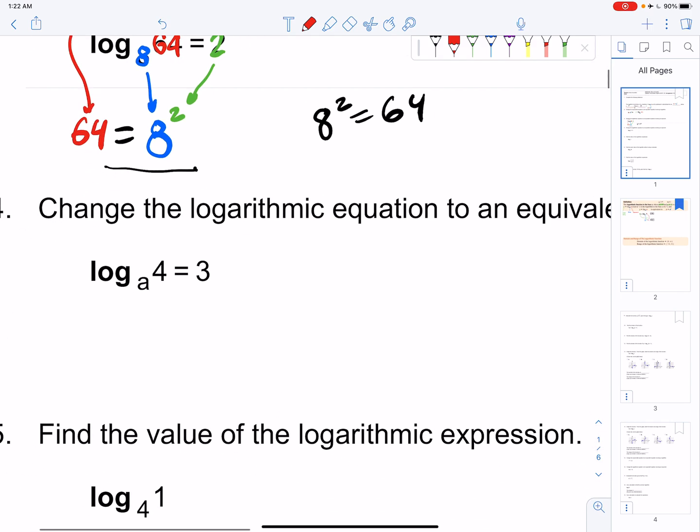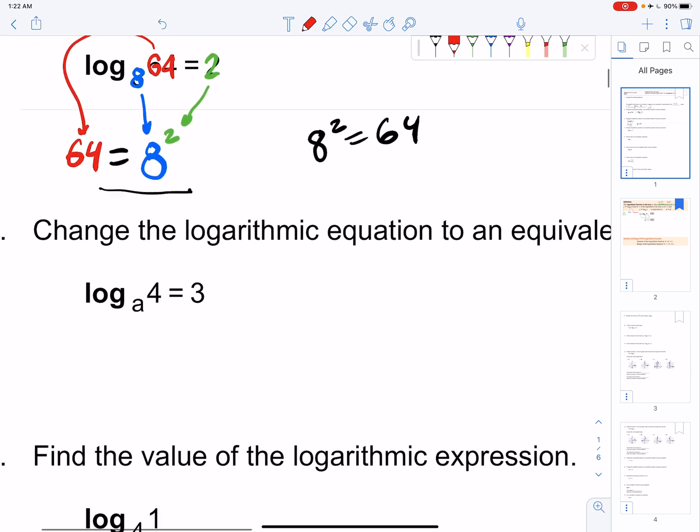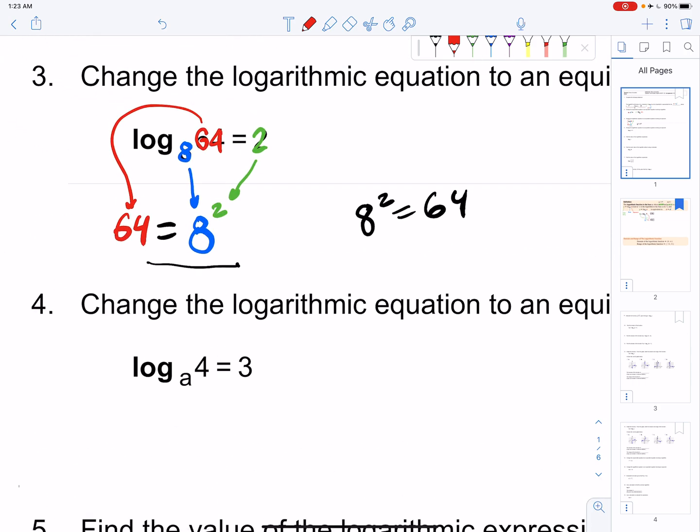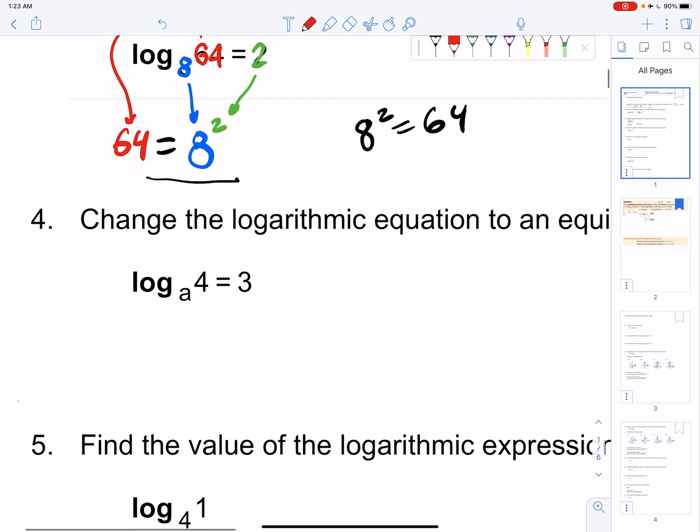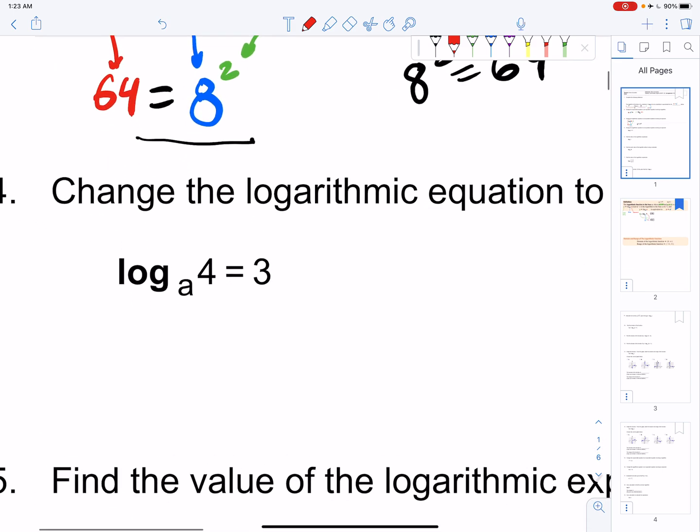Change the logarithmic equation to exponential. And by the way, this changing from log to exponential or exponential to log is critical and key for being able to do this section. So you definitely have to get that piece down. It helps us understand what's going on too after we get this. So you have to get this sort of muscle memory on how to do this.